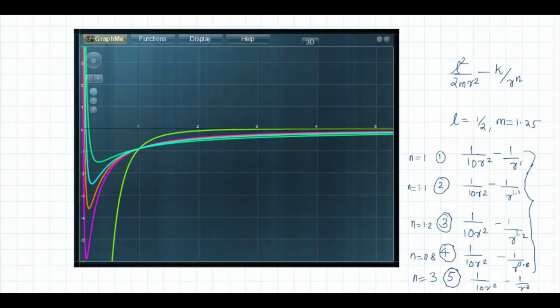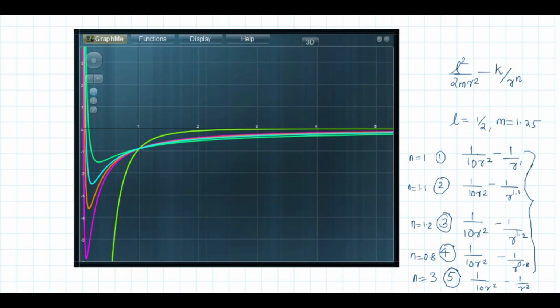This is actually a graph of L square by 2m r square minus k by r raised to n versus r. In the x-axis you have r, the y-axis you have L square by 2m r square minus k by r raised to n. And here I fixed L as 1 by 2, m as 1.25. So this term will always be 1 by 10 r square. And in the second term, k is 1.